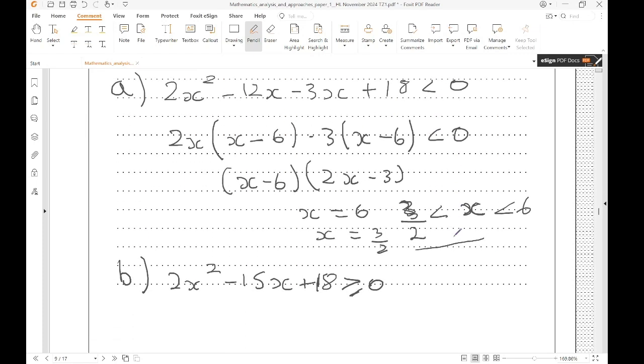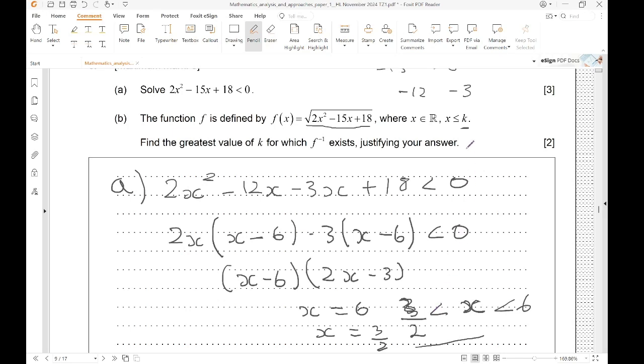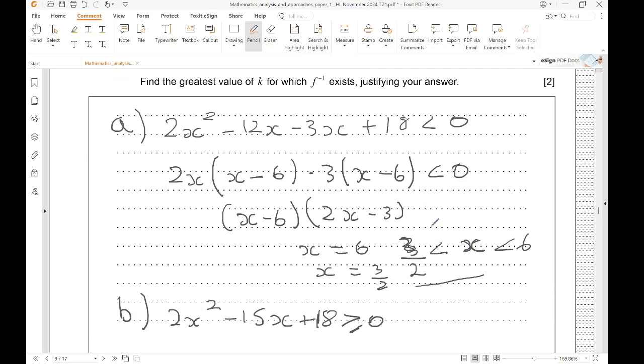So for that to happen, f has to be 1 to 1. If you don't understand what 1 to 1 is, I will be linking a video where I teach what a 1 to 1 function is, and what a function is in general. So if you take any value above 3 over 2, you will not get a 1 to 1 function. And if it is not a 1 to 1 function, it is not a function, it's a relation. And that means that f inverse will not exist, as f inverse only exists for functions.